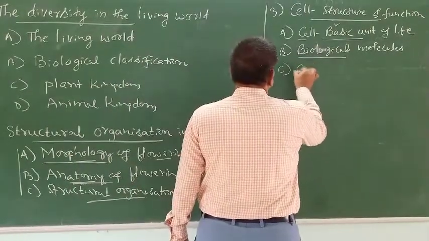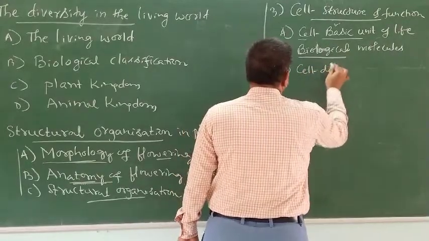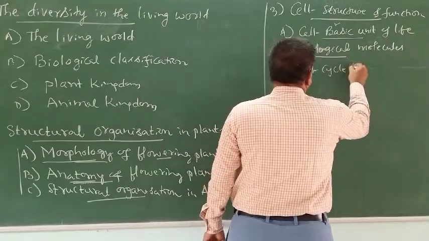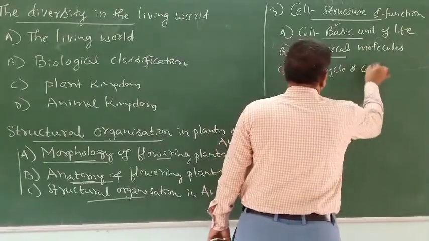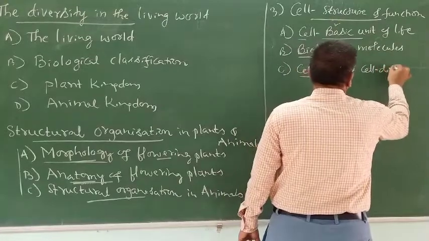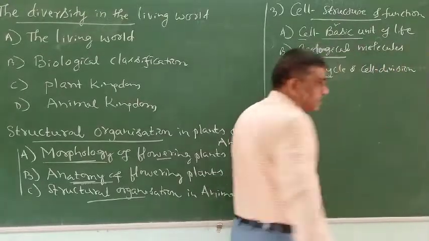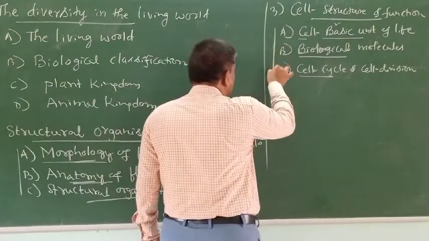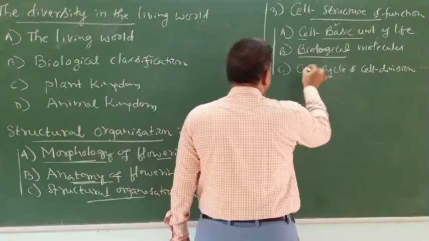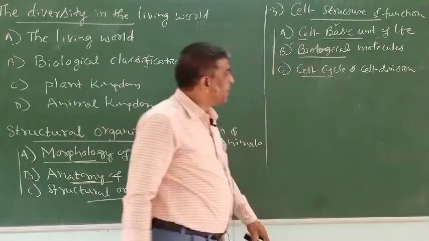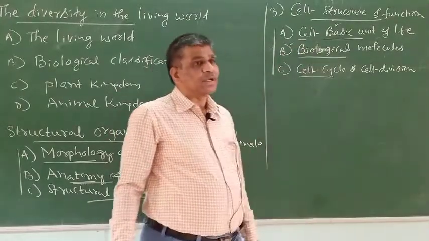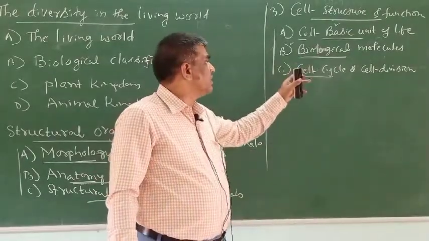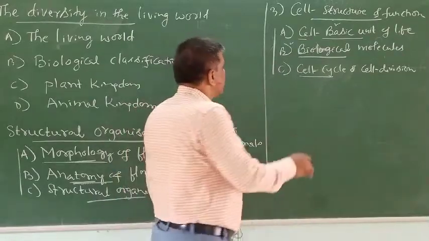And the next one is cell cycle and cell division, you have to understand. This is the third lesson from this unit. From the point of view of examination, these three lessons are very, very important. And as a student of biology, you must understand biological molecules and biochemistry, which is very, very important for the future of a student.